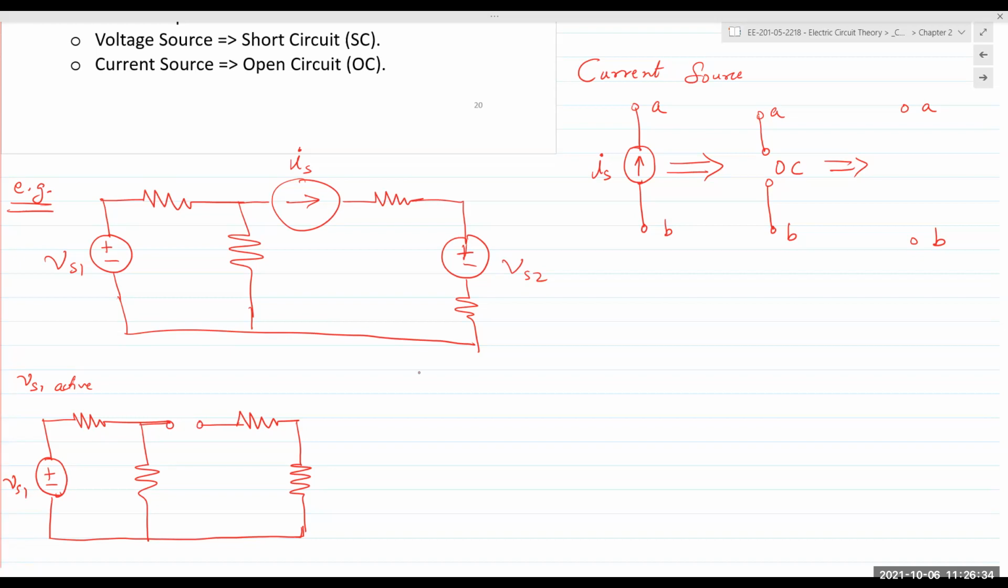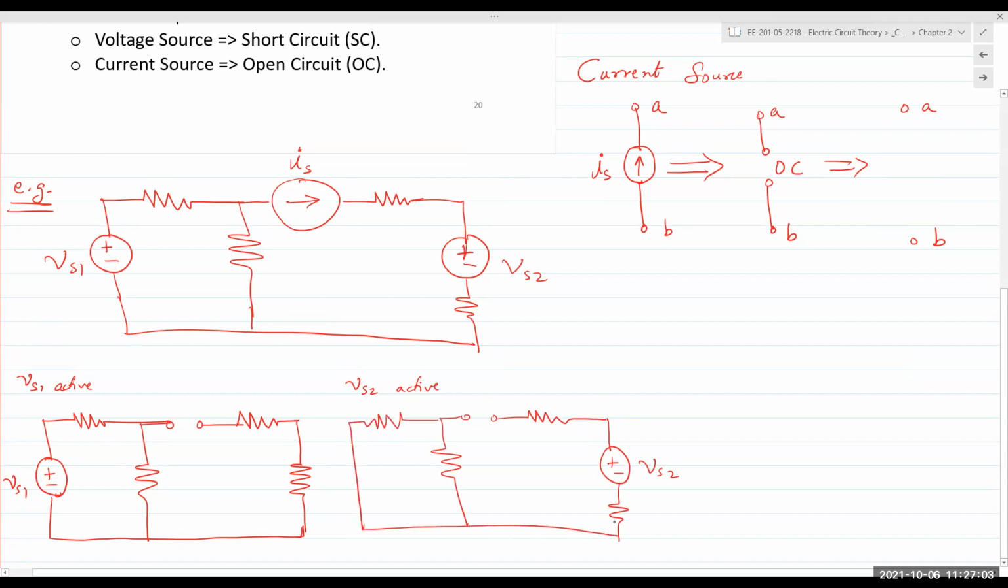Okay, so let's move to VS2 active. And when VS2 is active, we have the exact same scenario. We have voltage source active. Current source is still open, right? And this time the disconnect is on the other side. OC, OC, SC, and SC.